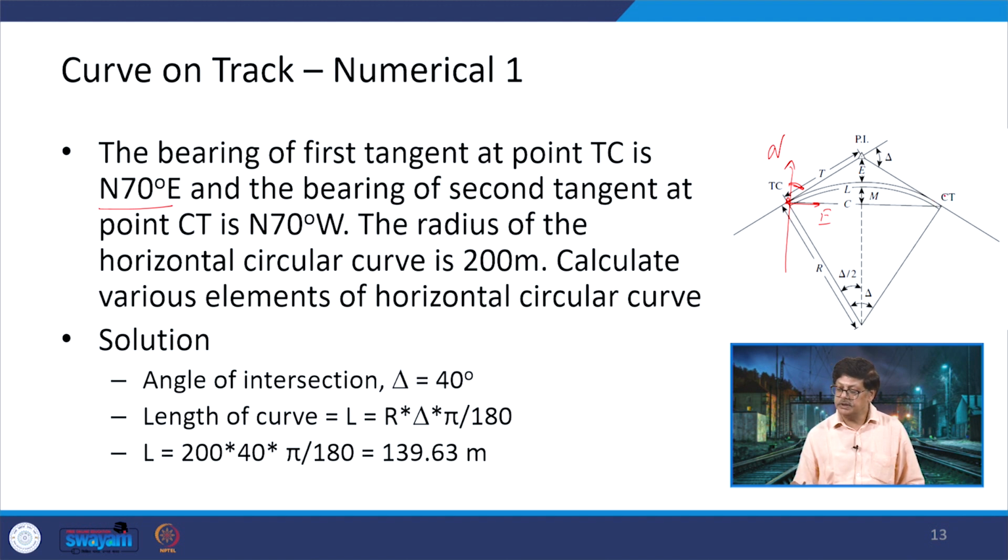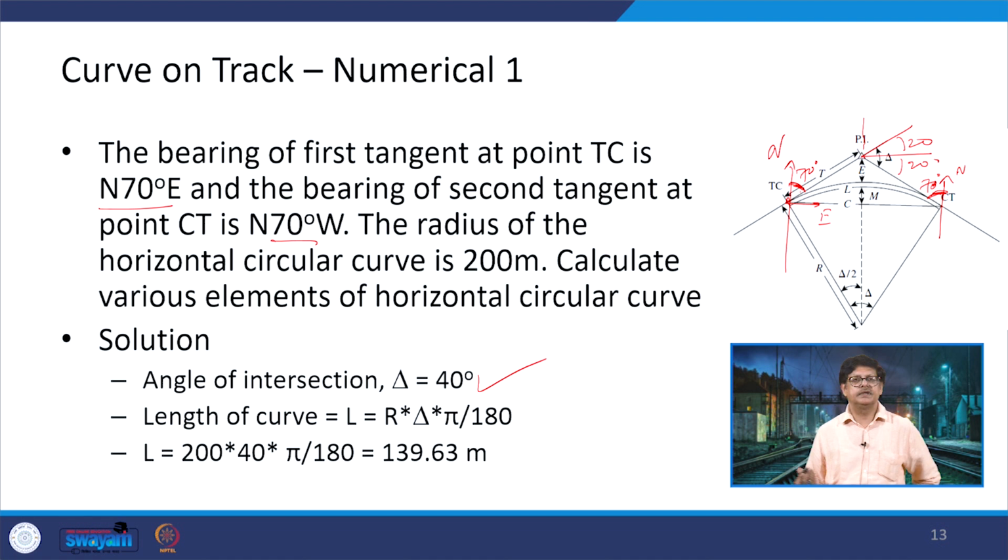So, this is point CT. Again, the north direction is there, and we are getting this particular angle, which is given as north 70 west. If we consider this, then we can get this value and this value based on this angle as well as this angle. So, this angle is 70 here and this angle is also 70 here. Considering this angle of 70, this becomes 20. Similarly, in the other case this becomes 20 if we work with the quadrants. So, when we work with the quadrants, the delta comes out to be 40 degrees.